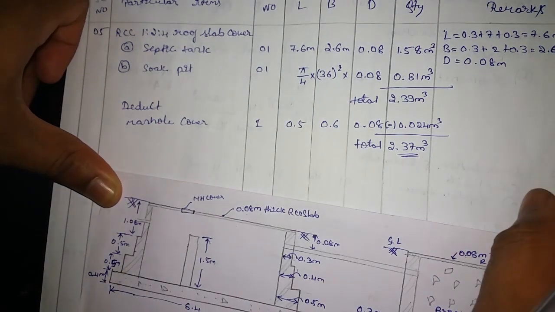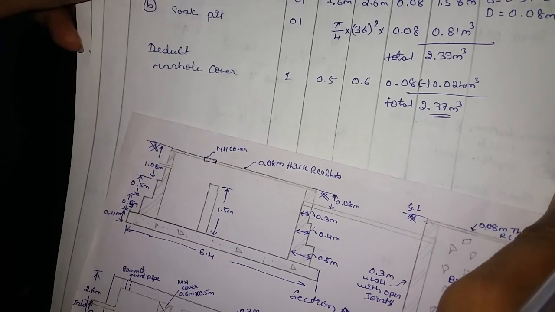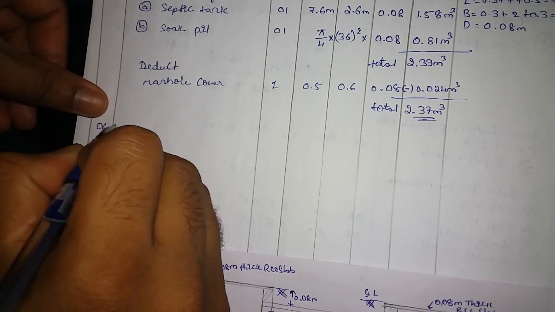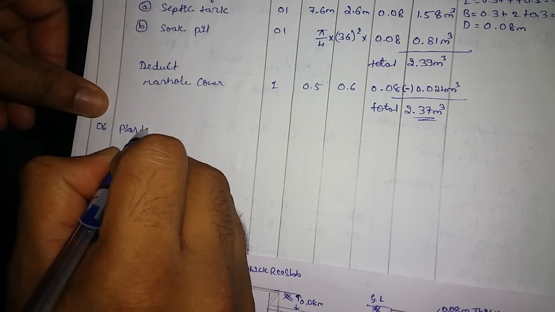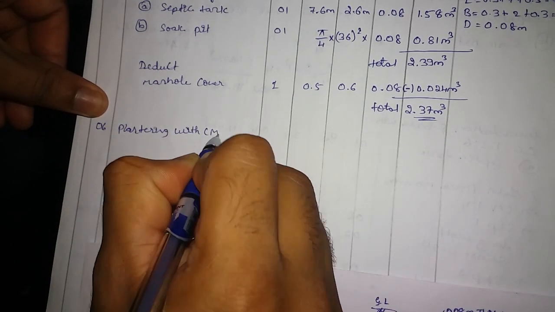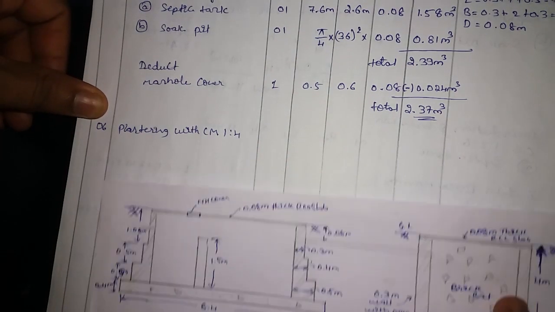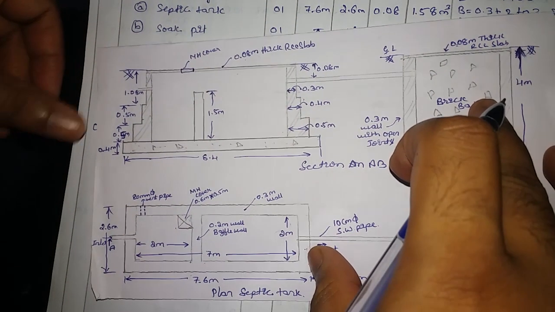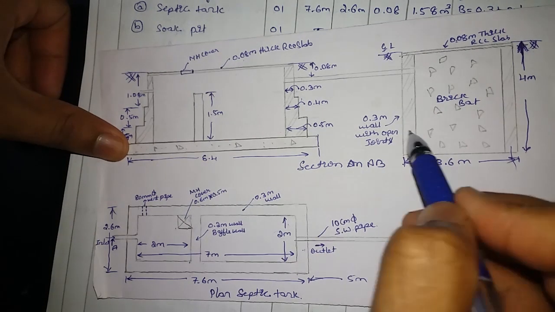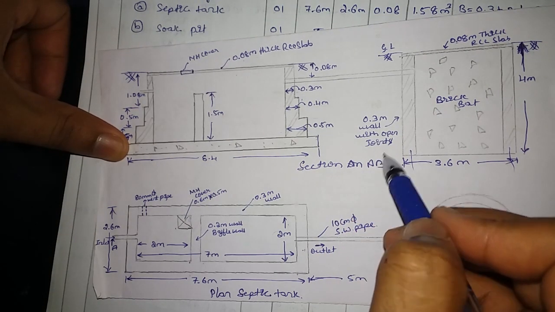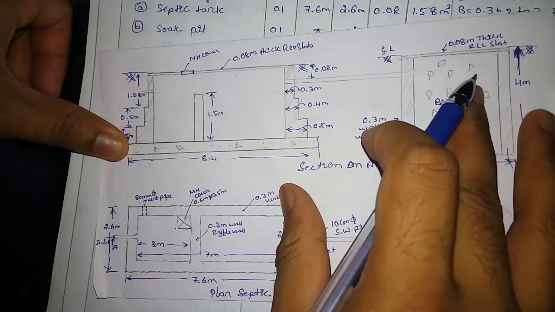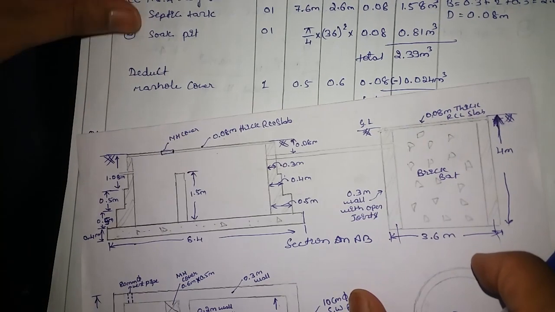Okay, so what is the next step asked in the question? The next step asked in the question is step number 6, that is plastering. So he has to find out the plastering with cement mortar 1:4. Now see that part. Plastering is only done for this wall and this wall. Here it is not going to be done in plastering because the walls with open joints are there. So here we won't go for the plastering. We'll find out the plastering only for the septic tank, so we are going to find that one particular wall.